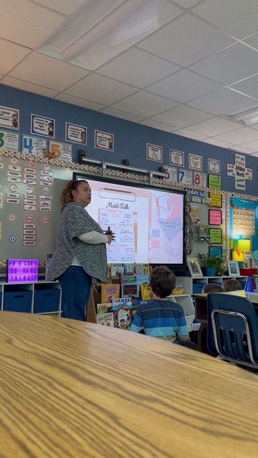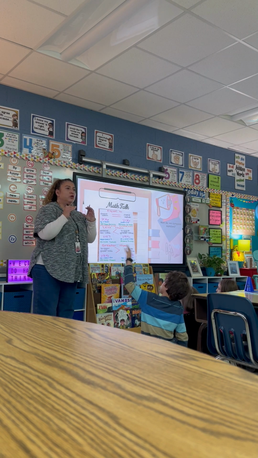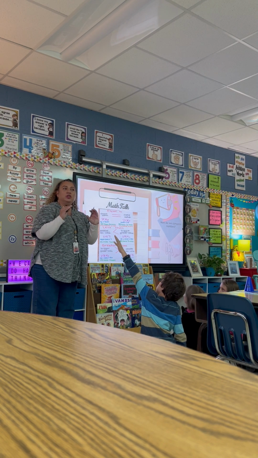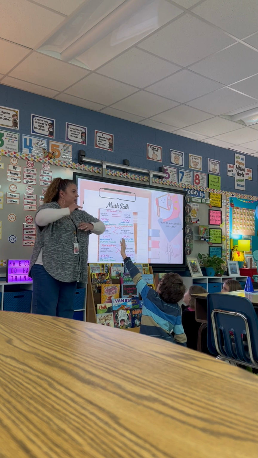Any other thoughts? The smaller number always beats the bigger number. The smaller number or the bigger number? Which one eats which number? The smaller number eats the big number? The big number gets eaten.